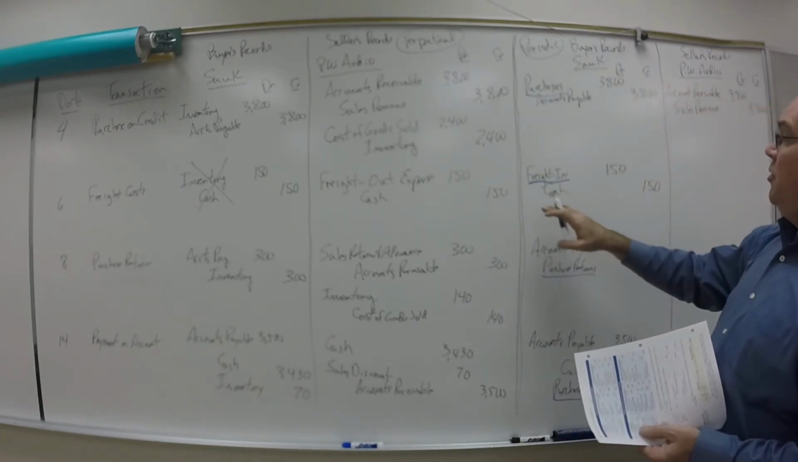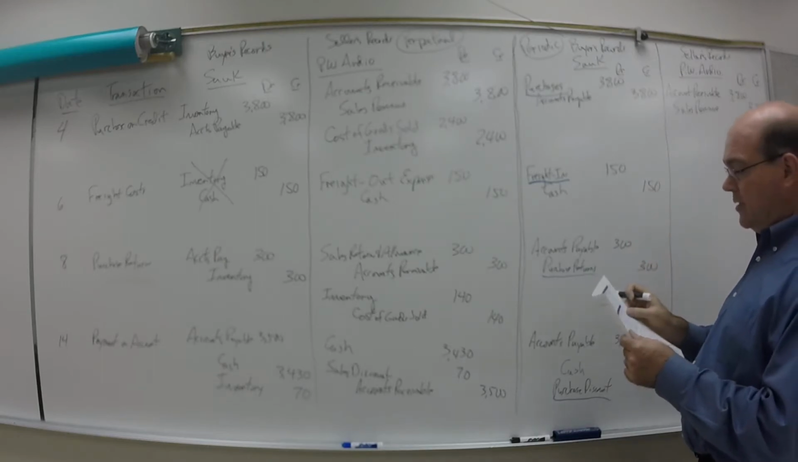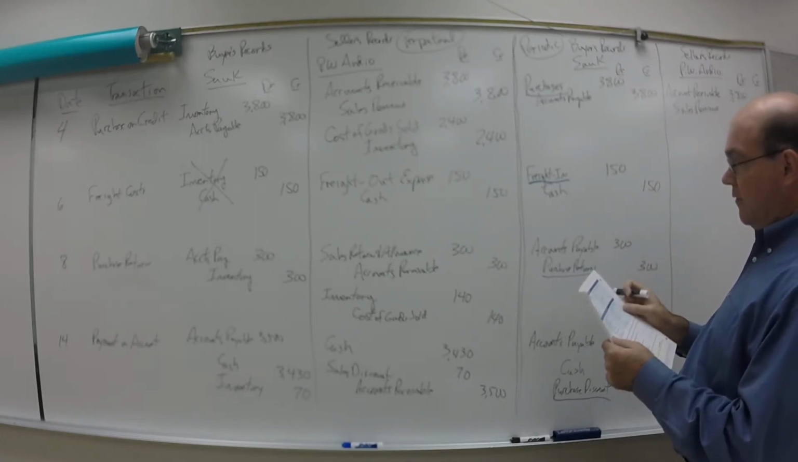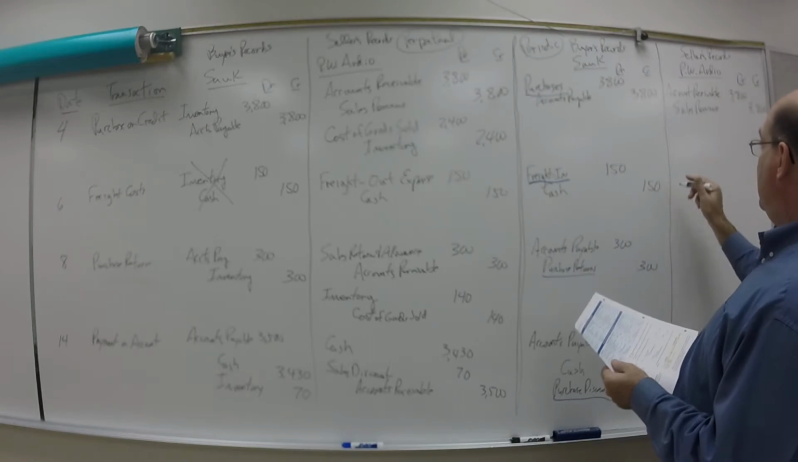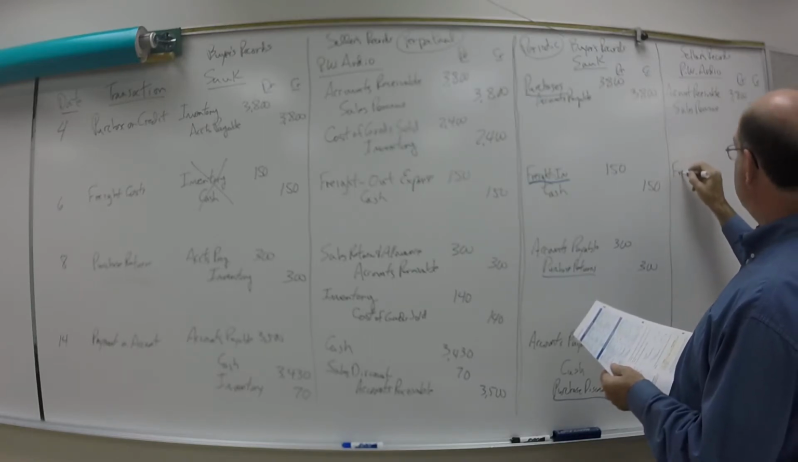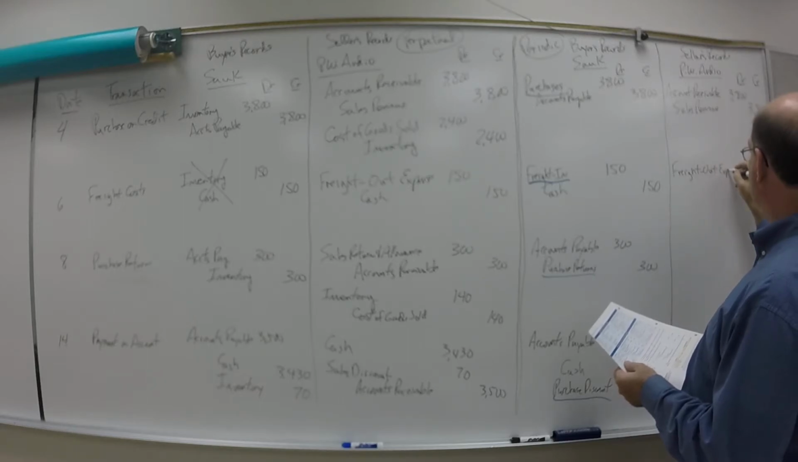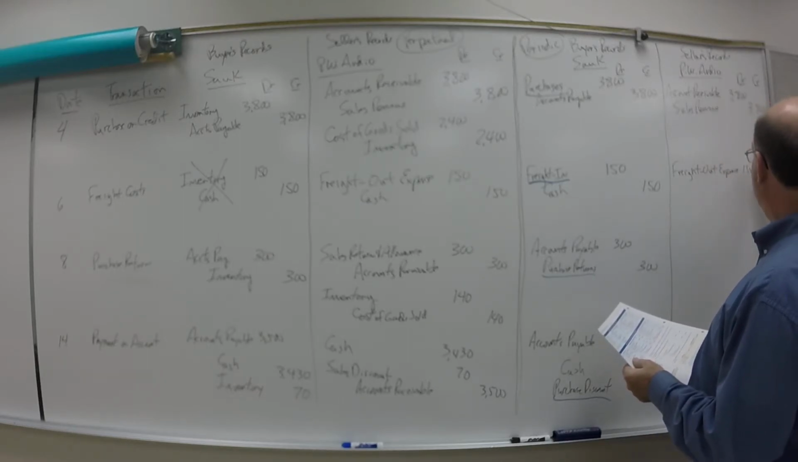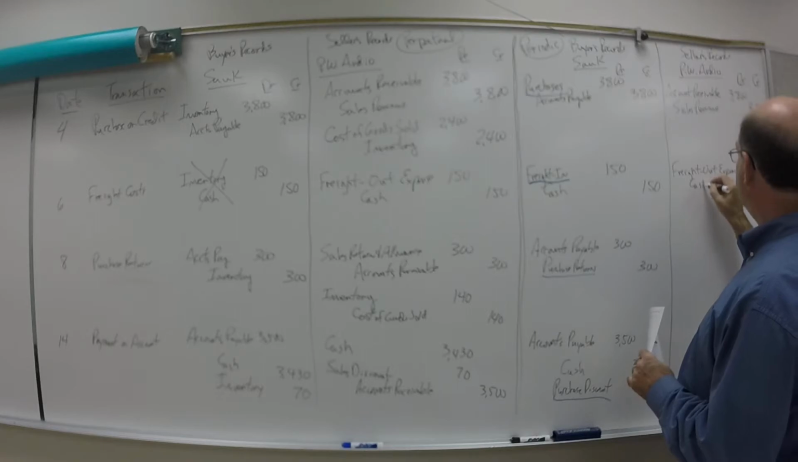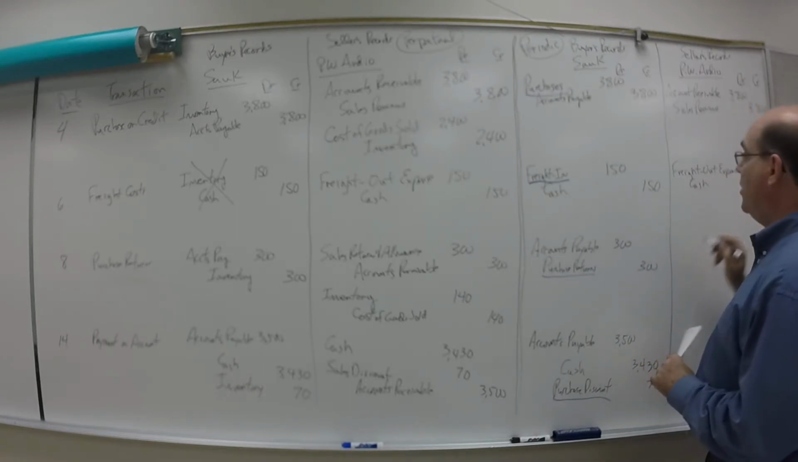Then we go through, and the freight out is going to be pretty much the same. Freight out expense. That's not going to affect our inventory because we said that's a selling expense. So freight out expense, $150, and cash, that was the same, no difference because it didn't affect inventory.